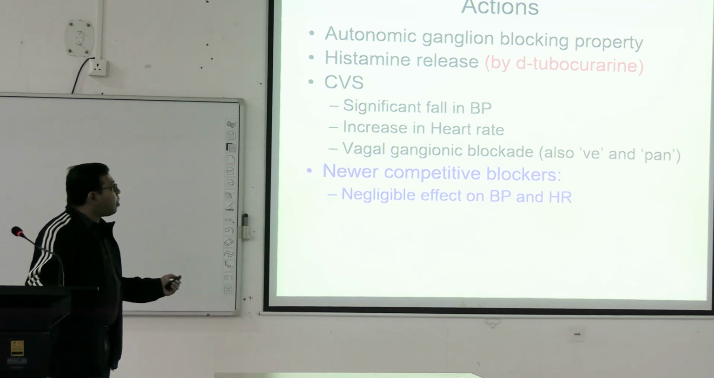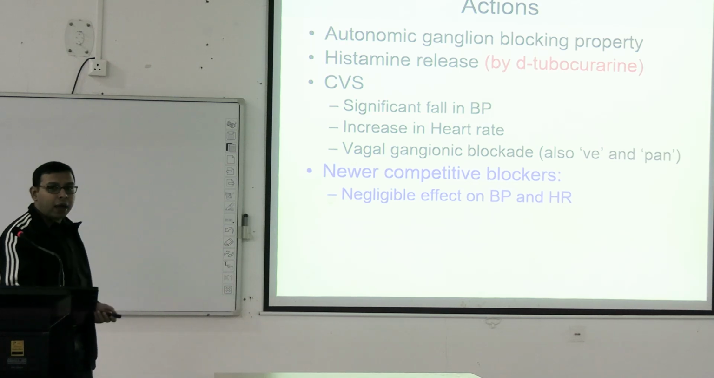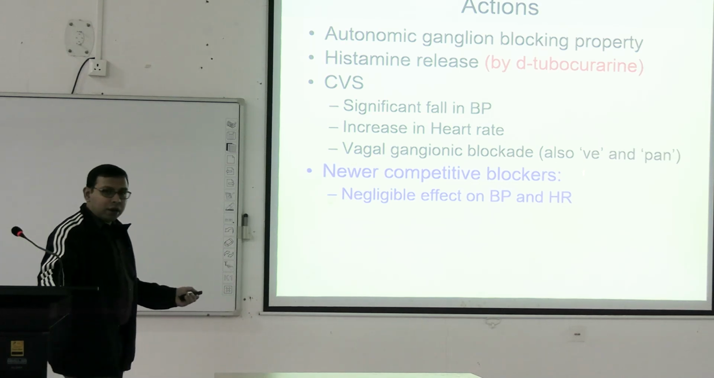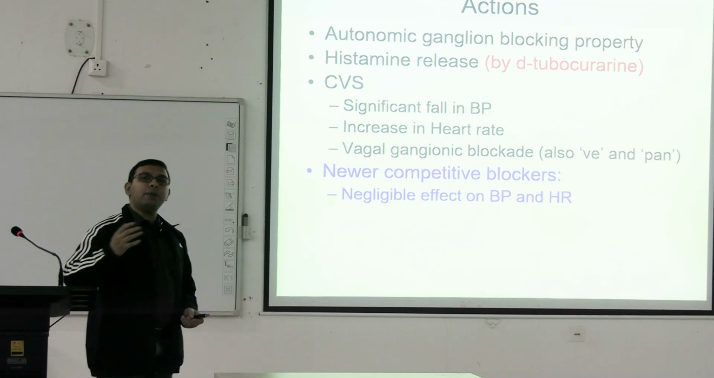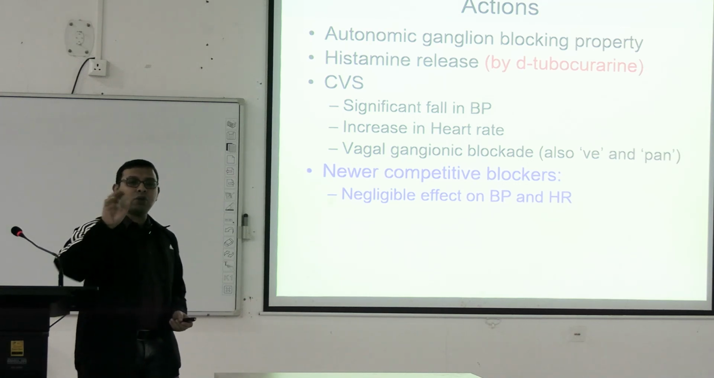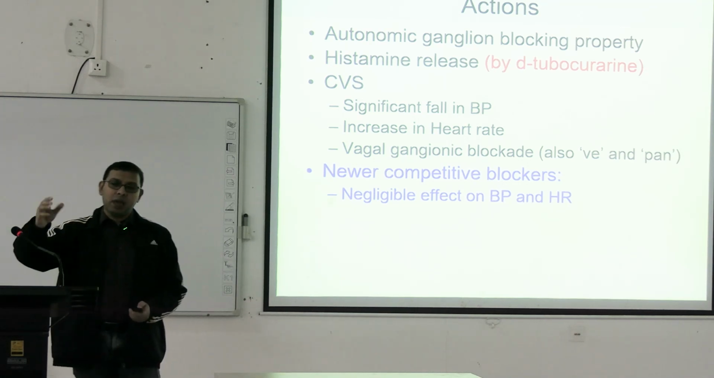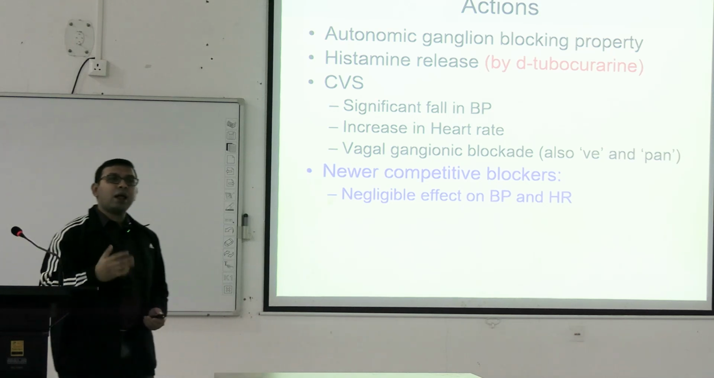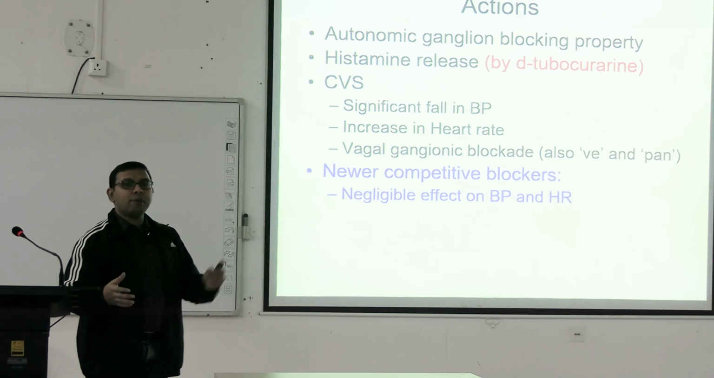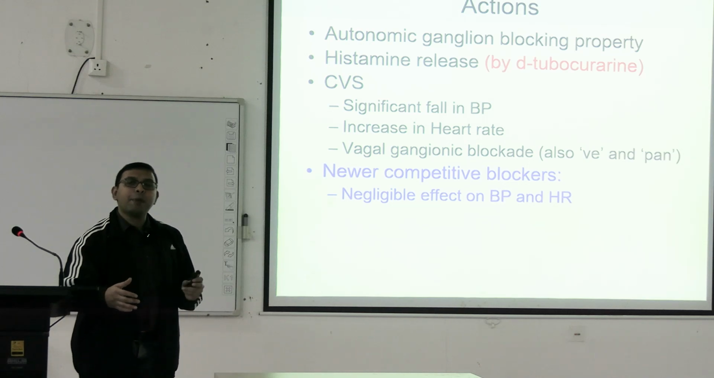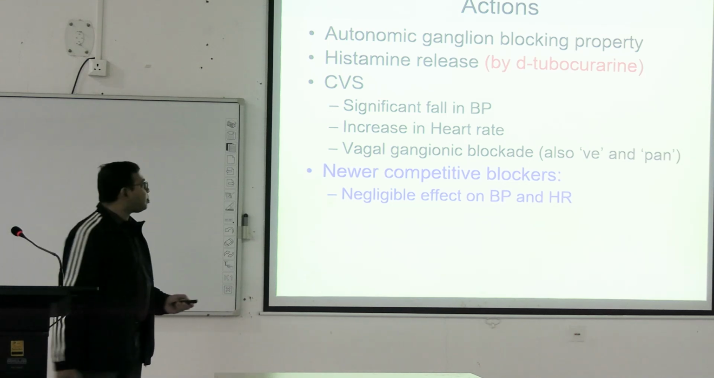In the cardiovascular system, it causes a significant fall in blood pressure. Increase in heart rate happens due to vagal blockade, vagal ganglionic blockade, the same thing. Newer competitive blockers have negligible effect on blood pressure and heart rate. So what happens? The older ones have more activity on other targets, like they are also blocking somewhat the ganglion, and they are releasing histamine. So there are different types of adverse effects. Most of these adverse effects are on the heart or the blood vessels. There will be a sudden decrease of the blood pressure, there may be an increase of the heart rate, and these adverse effects are less with the newer agents.